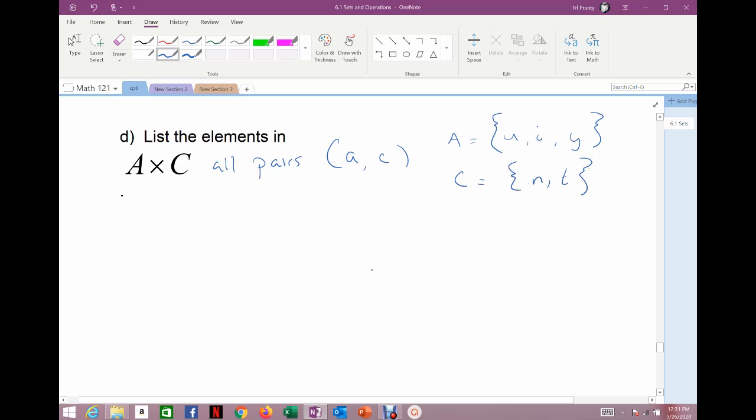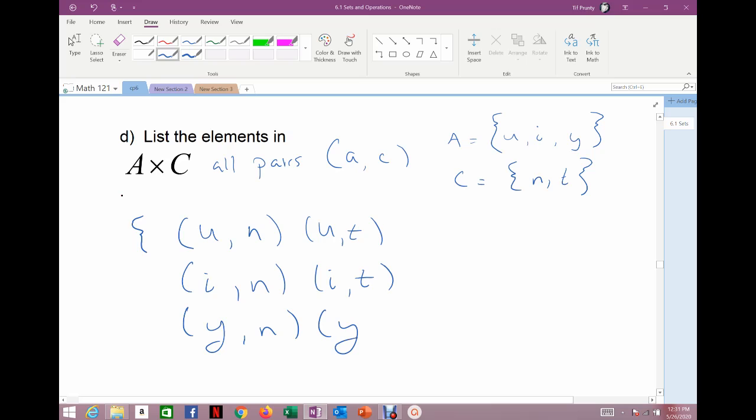So I'm going to find all of the pairs where I pick an element from A and pair it with an element from C. It's a Cartesian product because we multiply. I've got 3 elements from A, 2 elements from C, and so there should be 6 pairs altogether. I'm going to take U, pair it with N and T, so I get U with N, U with T. Now I'm going to take I and do the same thing: I with N, I with T, and then Y with N, Y with T, and there is the Cartesian product of sets A and C.